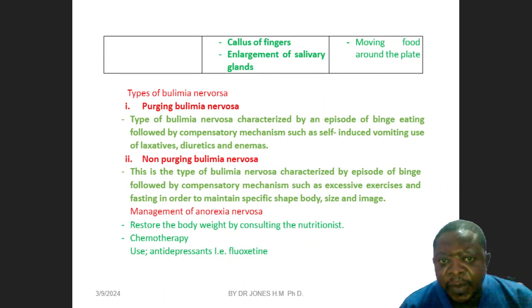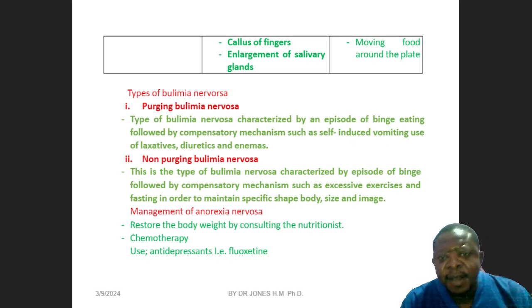Then there is also the non-purging bulimia nervosa. This is a type of bulimia nervosa characterized by an episode of binge eating followed by compensatory mechanisms such as excessive exercise and also fasting, in order to maintain a specific shape, body size, and image. So you notice in purging, they want to purge out the food through use of enemas, whilst in non-purging, they exercise a lot or decide to fast.